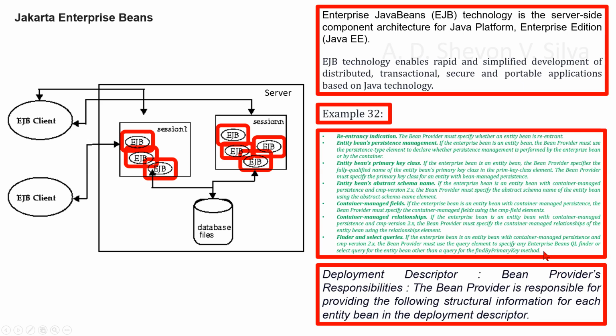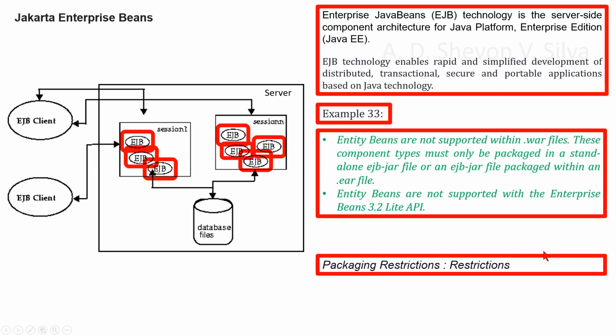Finder and select queries: if the enterprise bean is an entity bean with container managed persistence and CMP version 2.x, the bean provider must use the query element to specify any enterprise bean QL finder or select query for the entity bean, other than the query for the findByPrimaryKey method. Now we are considering packaging restrictions. Entity beans are not supported within .war files. These component types must only be packaged in a standalone EJB jar file or an EJB jar file packaged within an .ear file. Entity beans are not supported with the Enterprise Beans 3.2 Lite API.